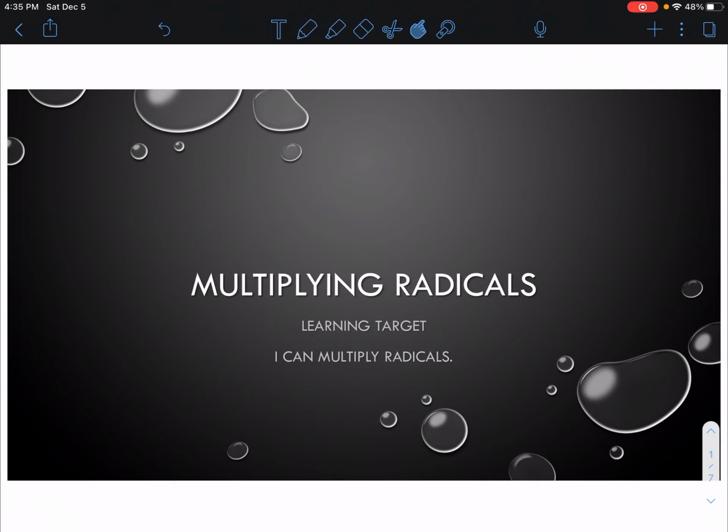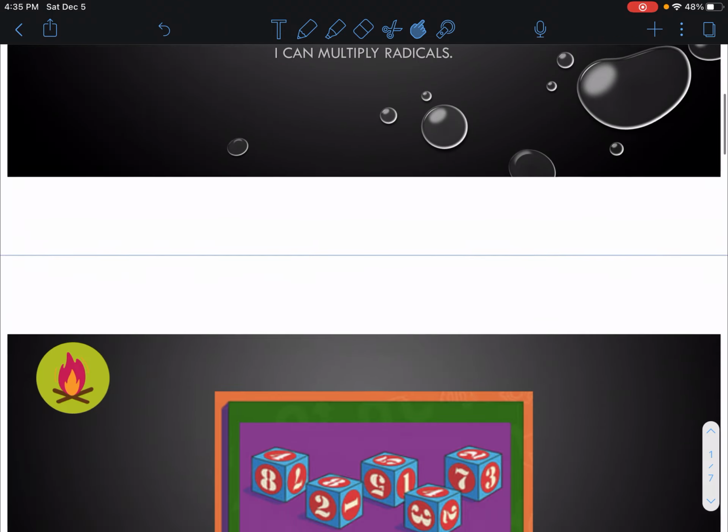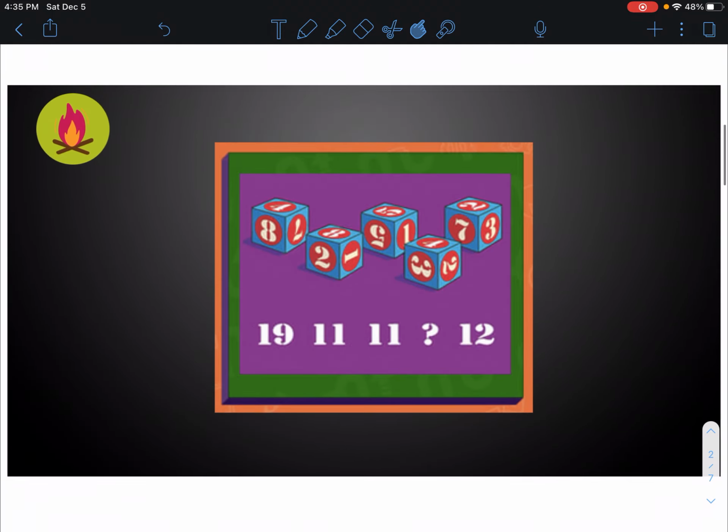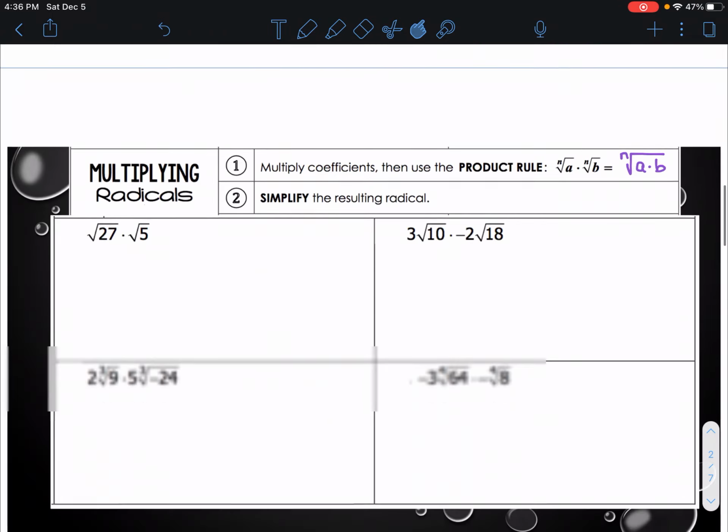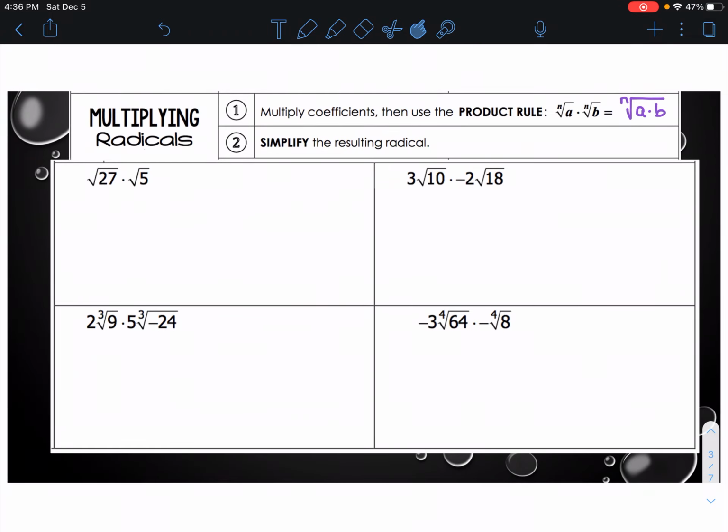All right, we're going to continue our unit on radicals, and today we're going to talk about multiplying radicals. Before we do that, take a look at this picture. What belongs in the question mark? All right, how do we multiply radicals?